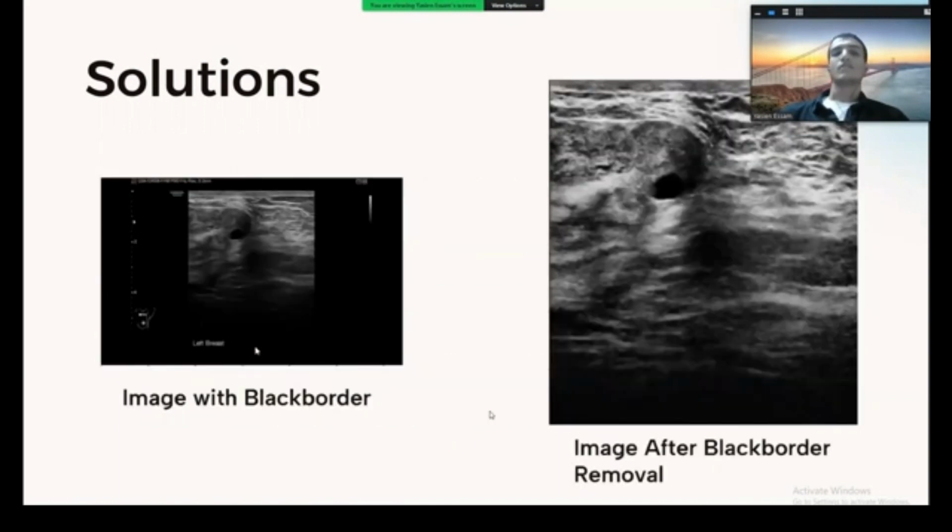This is an example of removing the UI component and the black border and applying bilateral filtering to improve the resolution while also keeping the aspect ratio of the image.